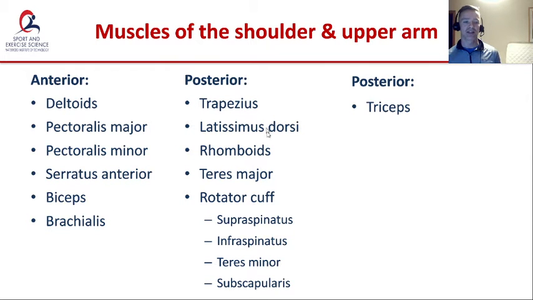We'll move on then in subsequent lectures to look at the posterior muscles of the shoulder girdle and the muscles at the back of the upper arm, the triceps.